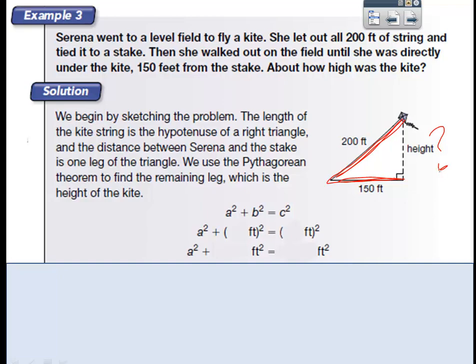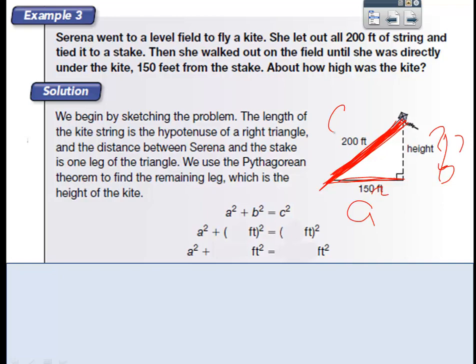See if you can solve this. Go ahead and fill in the blanks here. Pause it and see what you can do. Remember that the hypotenuse is always your c. This is always your c squared. So you're going to have a squared or b squared, whatever you want it to be. And this is going to be your b. This is going to be your c. Pause it and see if you can do it. Okay?